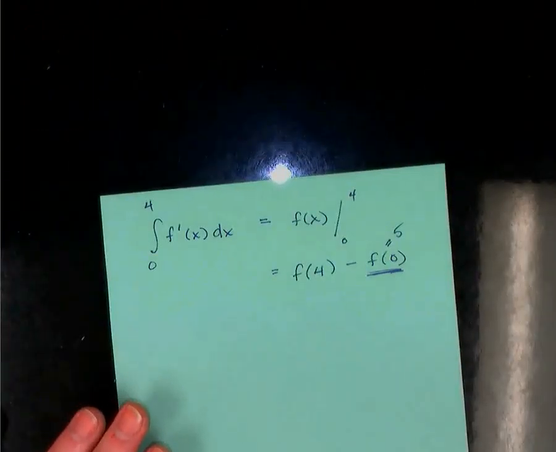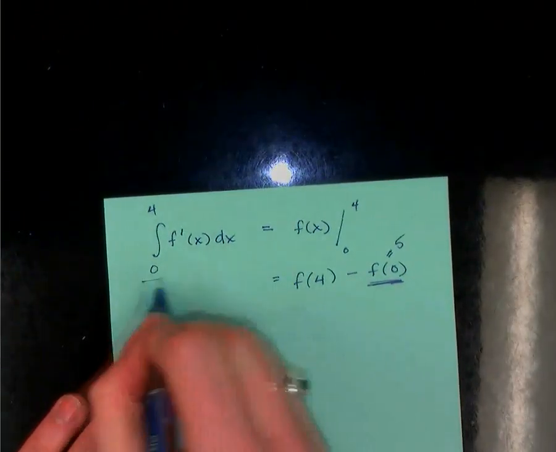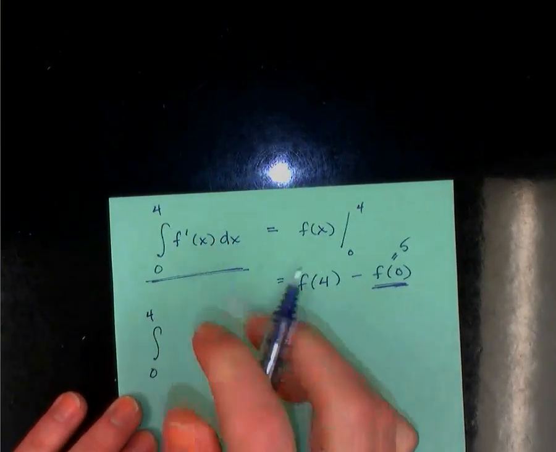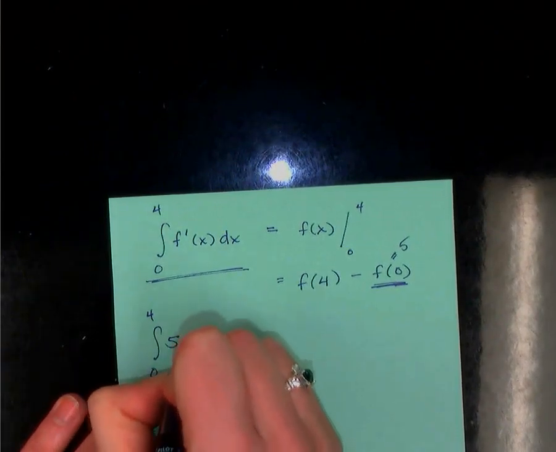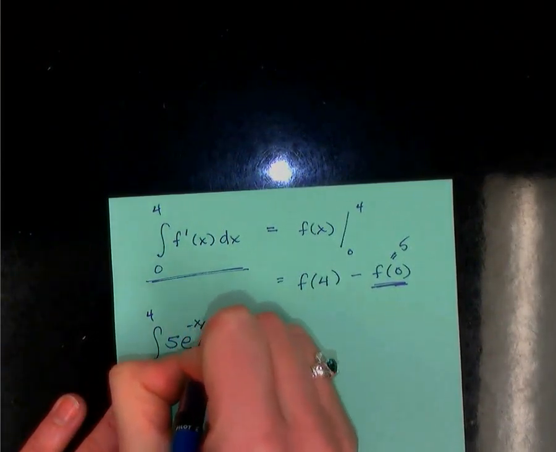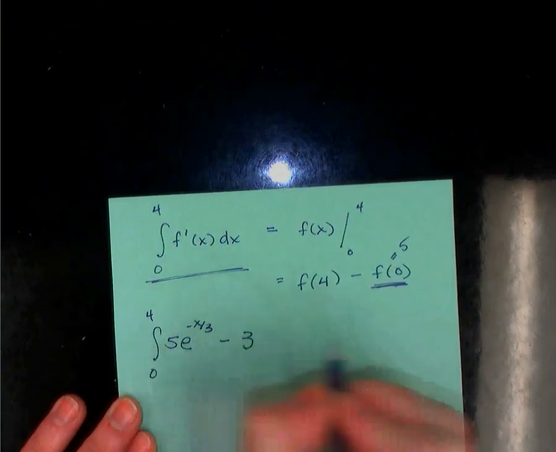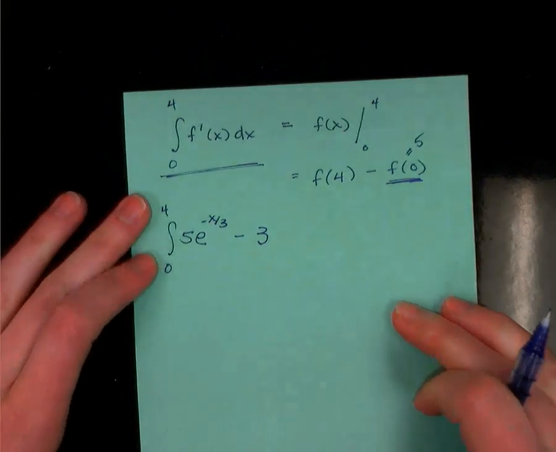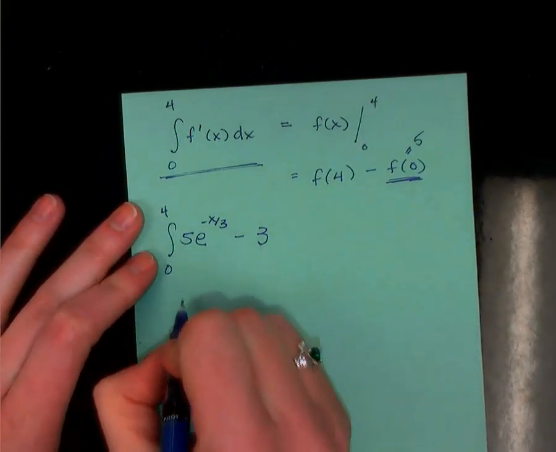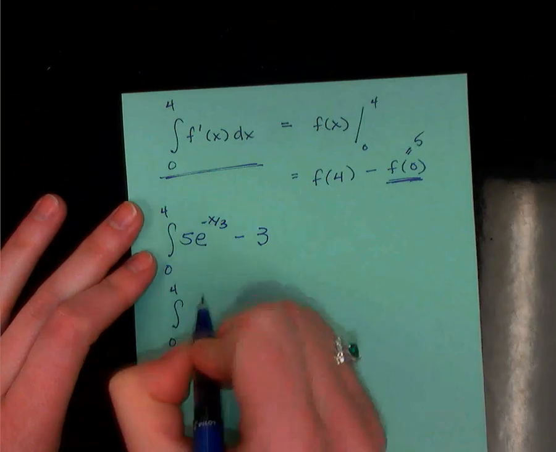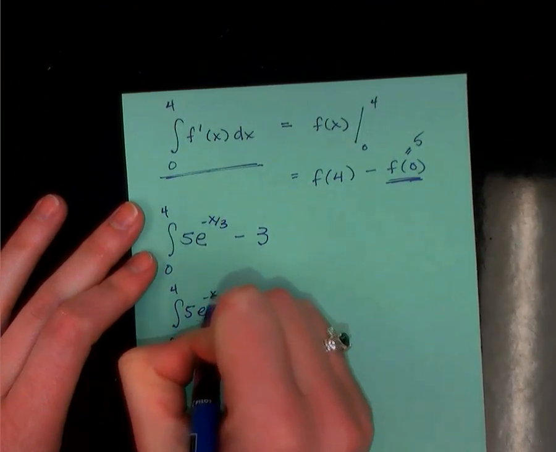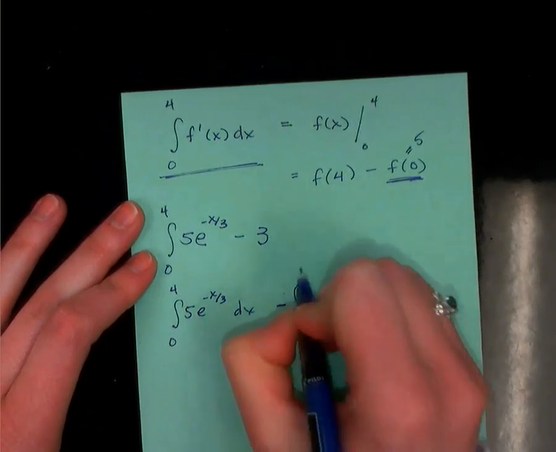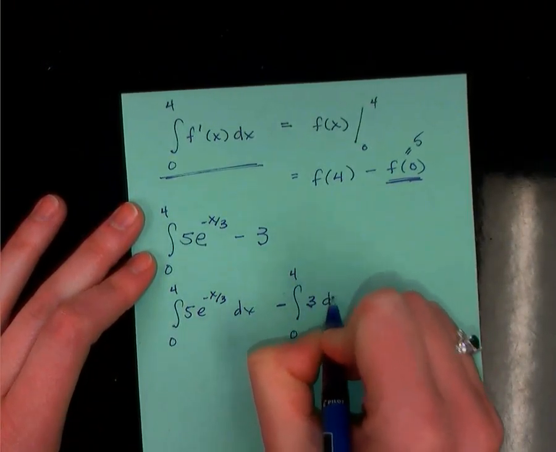So what I need to do here is find this piece of it. I need to integrate from 0 to 4 f prime, which is actually equal to 5e to the negative x over 3 minus 3. So I'm just going to worry about this integral right now and integrate the left-hand side, okay? I'm going to split my integral: the integral from 0 to 4 of 5e to the negative x over 3 dx minus the integral from 0 to 4 of 3 dx.